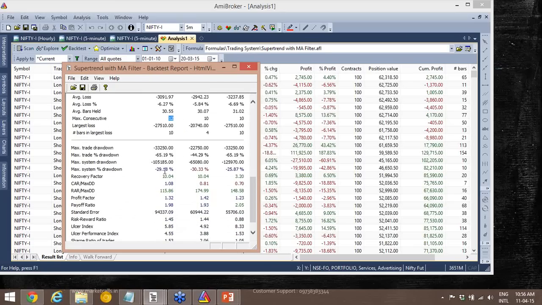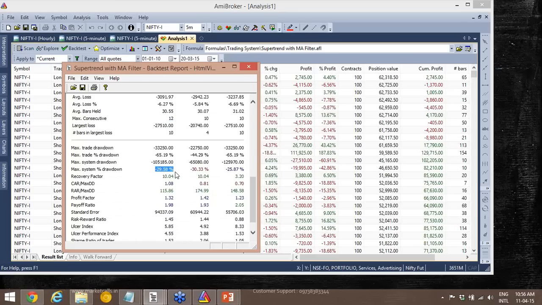And the maximum system drawdown has come down drastically because it was trying to save you from some of the bad trades. Earlier it was 33%, now it has come down to 30%. If you ask me, it is risky. Yes, it is slightly risky, but it is better than the Supertrend version 3.0. The risk has decreased slightly.